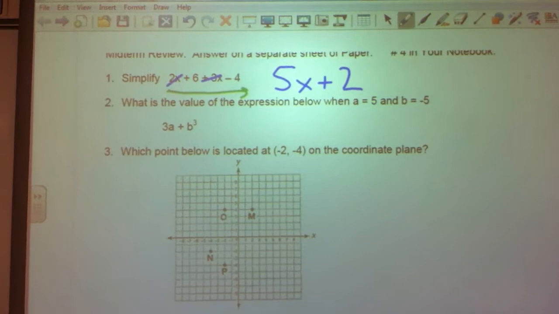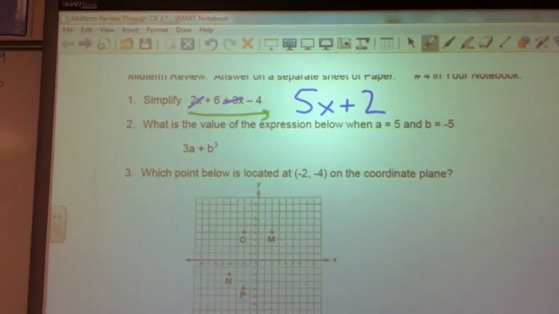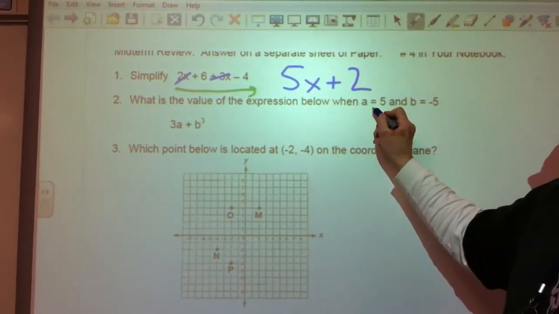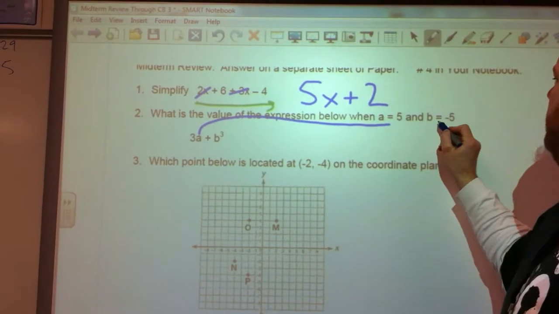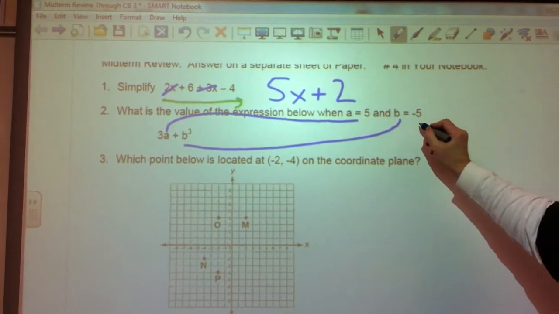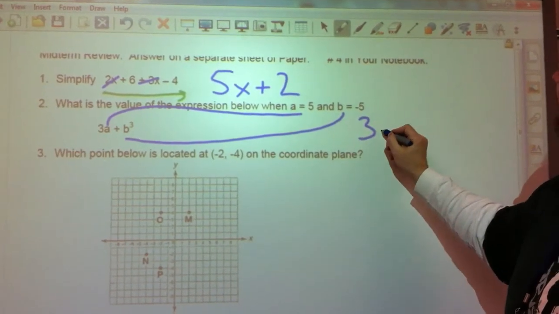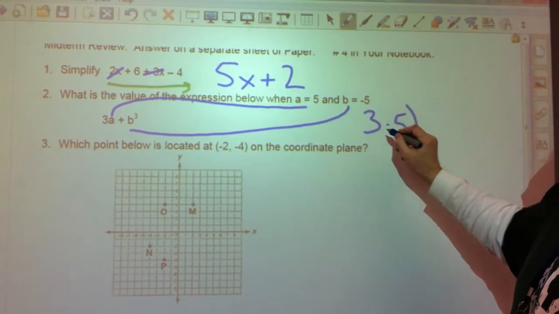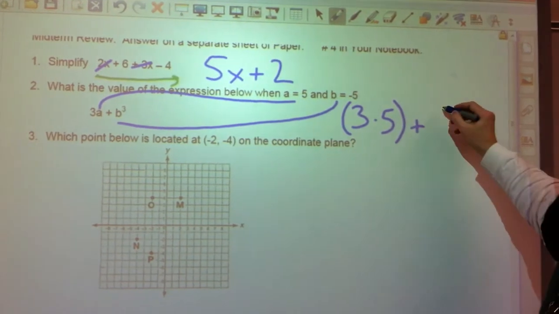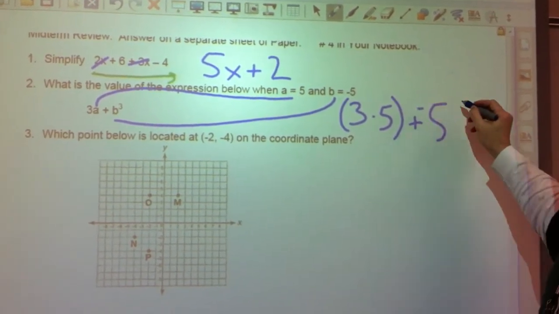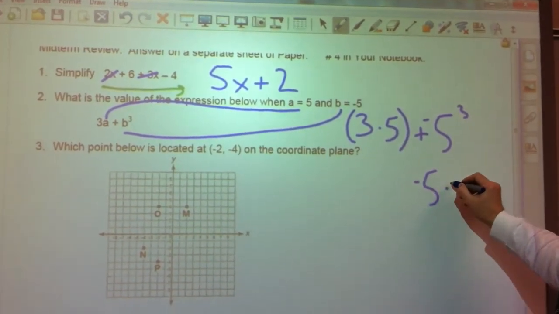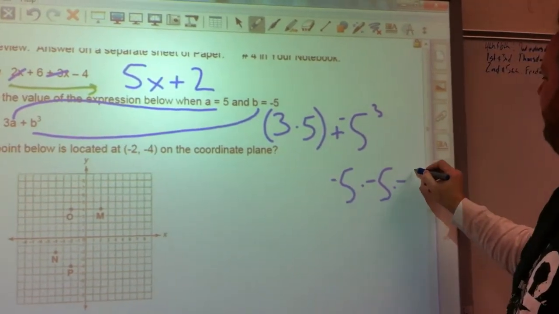For number 2, what is the value of the expression below when a equals 5 and b equals negative 5? Well, all we do here is simply plug these into this expression, b and a, which then turns this expression into 3 times 5, and to keep them separated we can put a parenthesis around it, plus negative 5 to the third power, which is also negative 5 times negative 5 times negative 5.